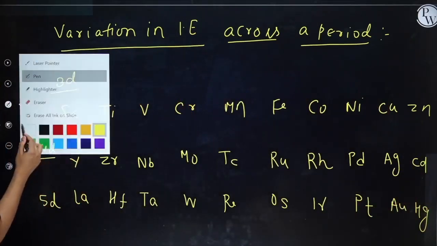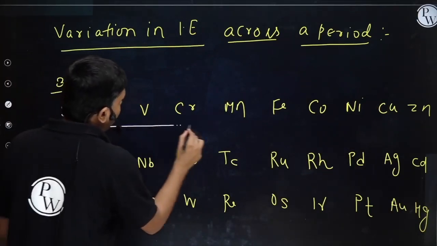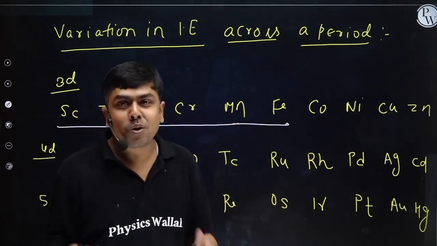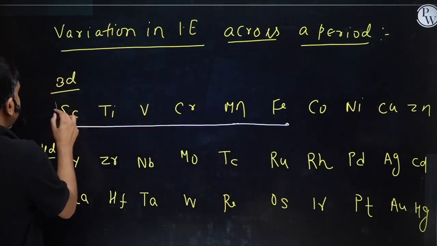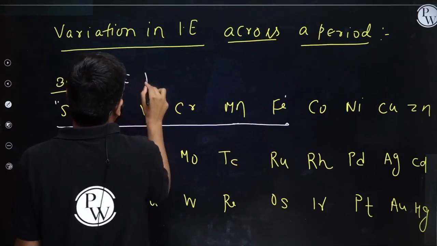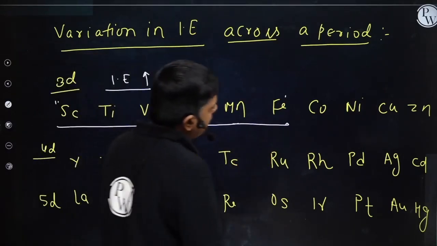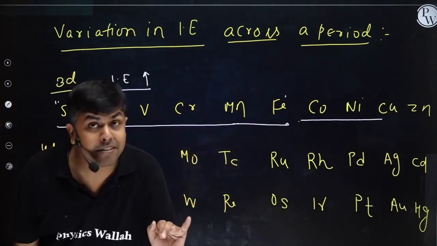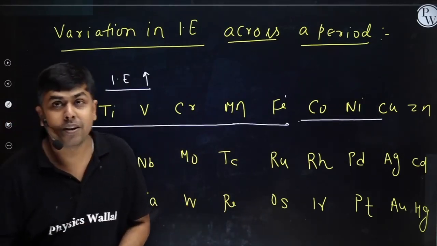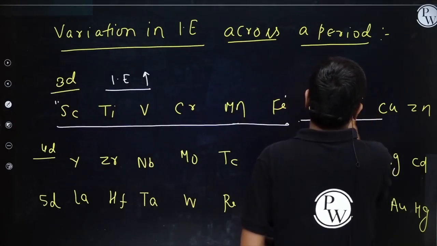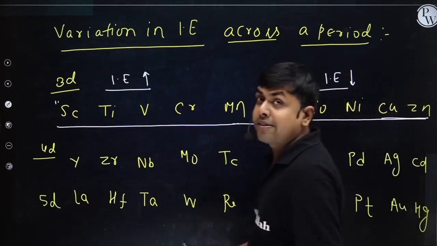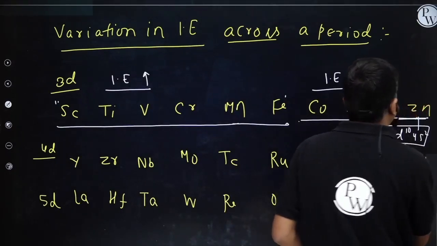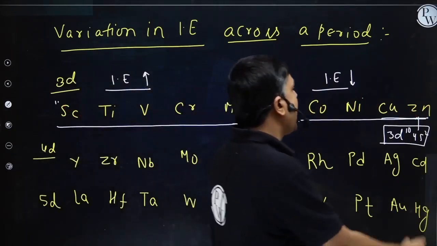Now, basically if I talk about the 3D series, as we move from scandium to manganese, even up to iron, the size is decreasing. And with decrease in size, ionization enthalpy will increase. So from scandium to iron, ionization energy will increase. Now, from cobalt to nickel to copper, what's happening? Here repulsive force is dominating. Z effective is somewhat less dominating, so ionization energy will decrease. And again from copper to zinc, ionization energy will increase. Why? Because zinc has a completely filled 3d10 4s2, a much more stable configuration. So zinc will have higher ionization enthalpy as compared to copper.